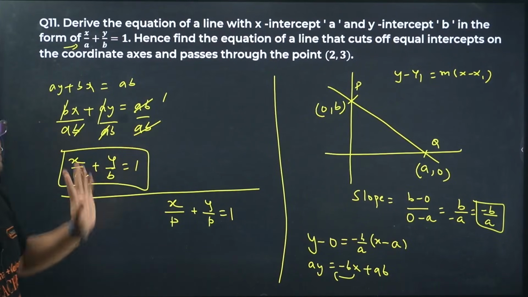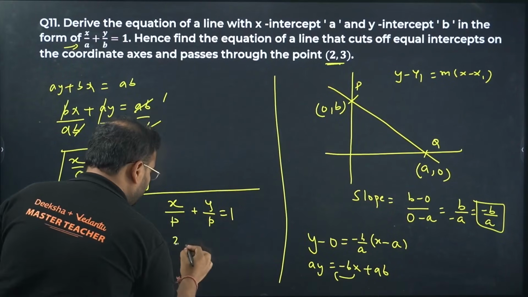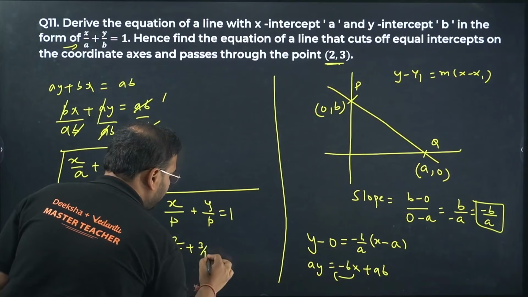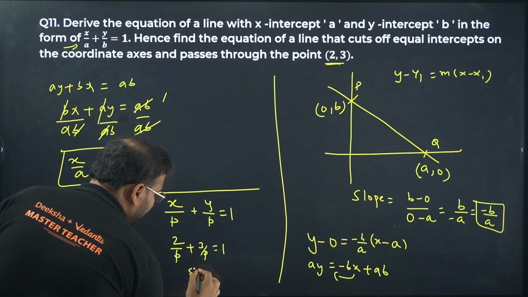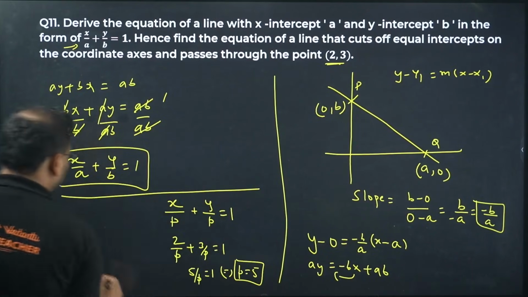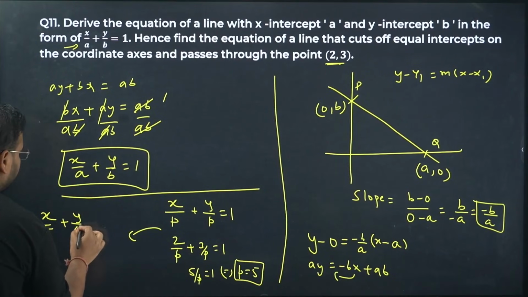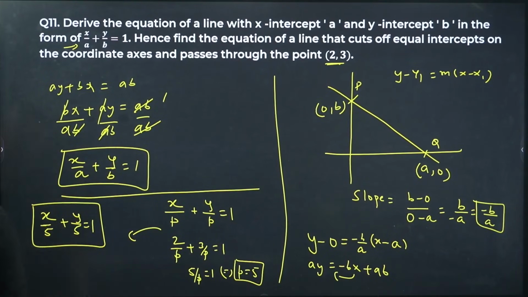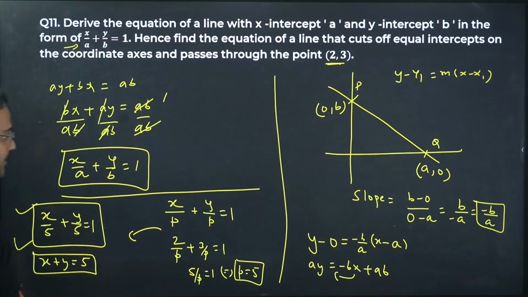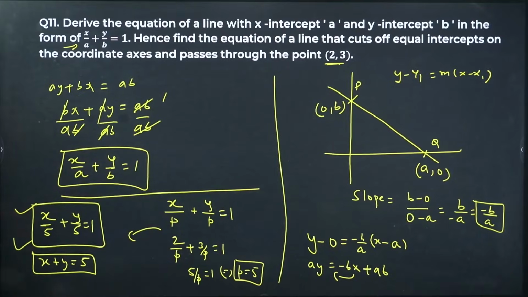Example, it passes through (2, 3), which means this point will satisfy the condition. So 2 upon P plus 3 upon P equals 1. You can add them: 5 by P equals 1. It means P value is 5. They are asking us the equation. So x upon 5 plus y upon 5 equals 1, or basically x plus y equals 5. Check here. Done. Have a look.